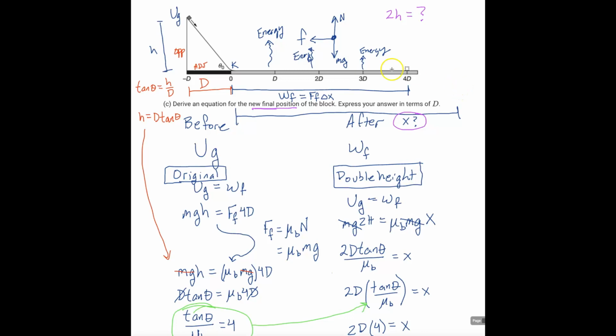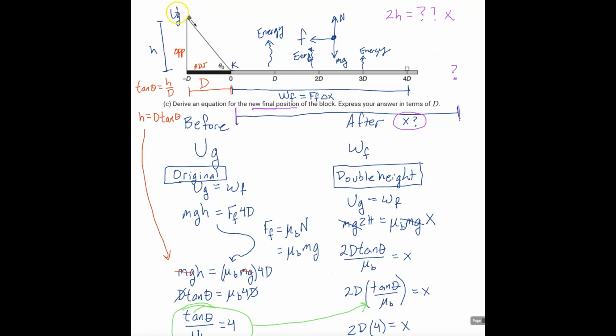Well, it would make sense. If I have more potential energy, I'll have more kinetic energy, and I'll have more energy so I can go further. So we're trying to figure out where over here we're going to be. So I made that down here, and it says, what is my position X after I double this height? So what is X?